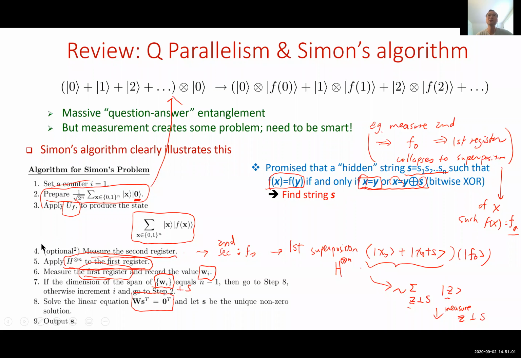Yes? In step 6, does that mean we measure WI many times until we get dimension n-1? So you do it once, you will get a Z or WI, right? Each time you run the procedure, you get a WI. You run it again, you get another W, until you collect enough that you can constrain the S, right? If the dimension is n, if you get n-1 independent vectors, then you can infer the remaining vector, right?